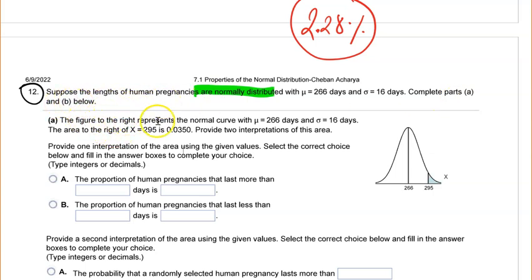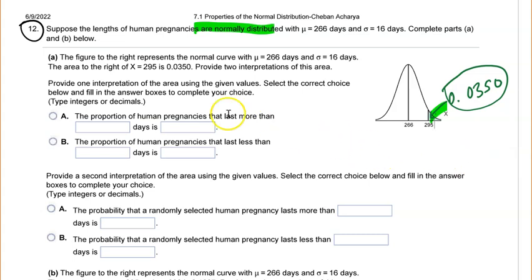The figure on the right represents the normal curve with mu 266 days and sigma 16 days. The area to the right of 295 here is 0.0350. Let me write down here, this area is 0.0350. This is the area of this region, or area to the right of this point 295, and this is also called a proportion.